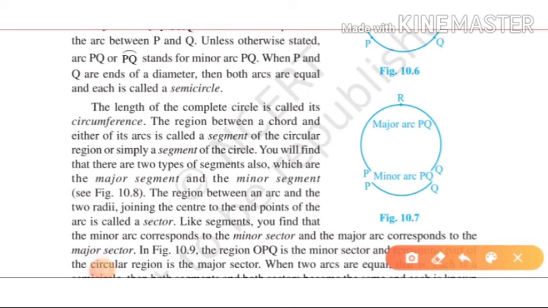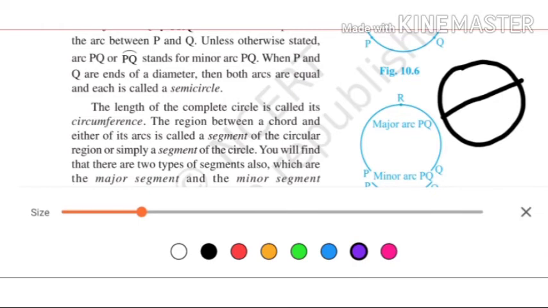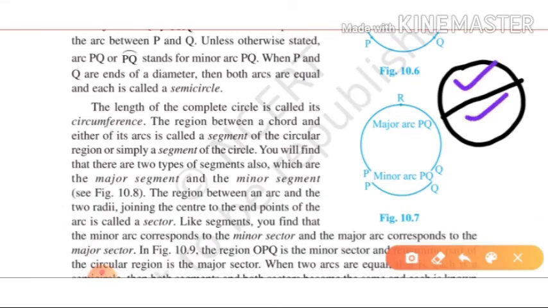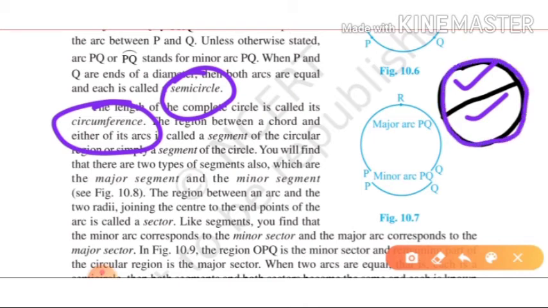One important thing you have to remember: in a circle, the diameter divides the circle into two equal parts. Each part is a semicircle, half of the circle, and it is mentioned here, the length of the complete circle is called the circumference. That means this boundary is the circumference of the circle, which is equal to twice pi r. We'll come back to it later on.